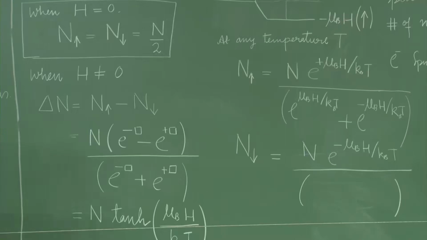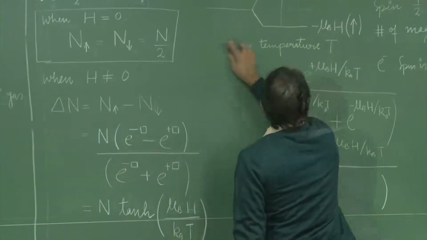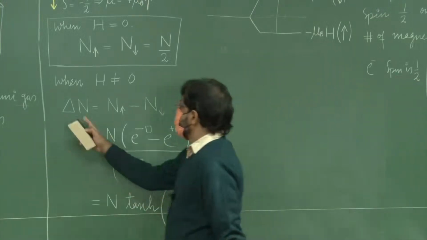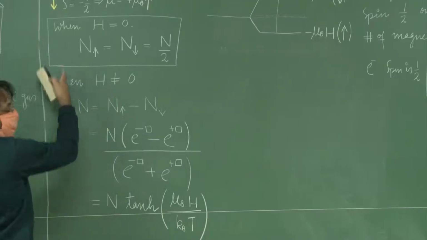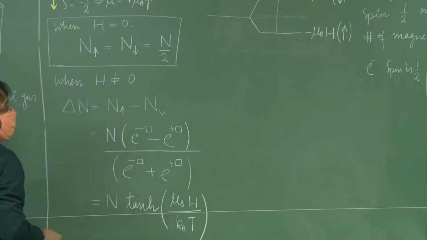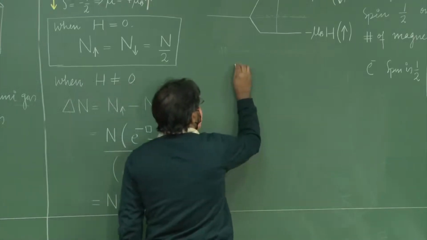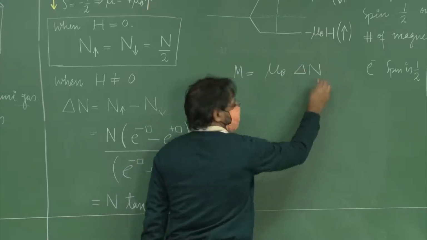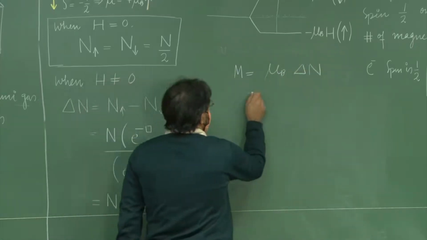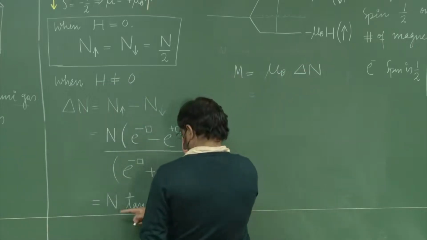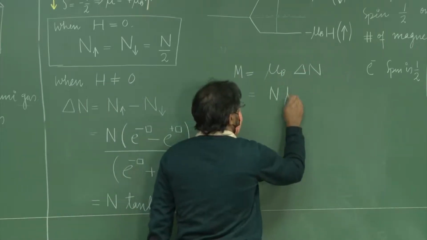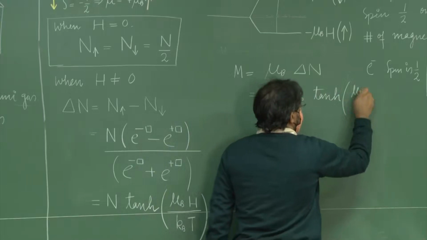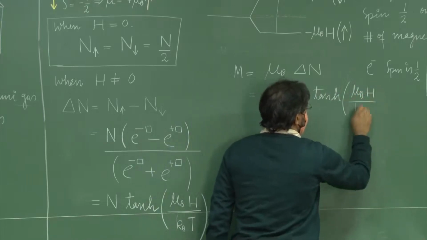Okay. Now what will be the magnetization then? So when h is non-zero, you get a non-zero value of delta n, unlike the case when h is 0. That means you have a non-zero magnetization now, right? So the magnetization that your sample has acquired now will be given by mu B times delta n, isn't it? So you plug it in here, and you'll get n mu B and then tanh of mu B h over kBT.